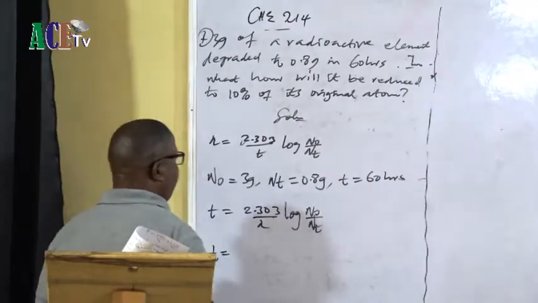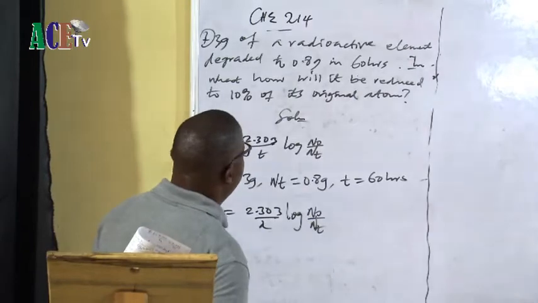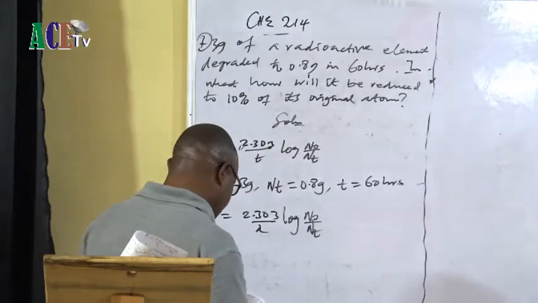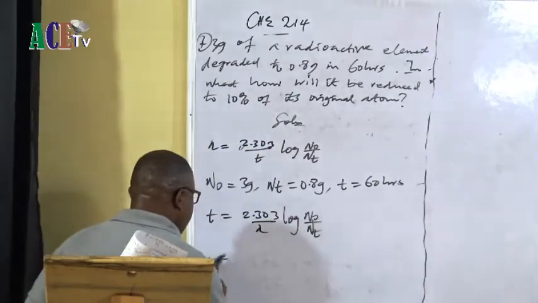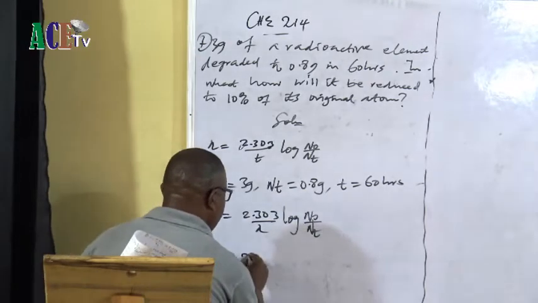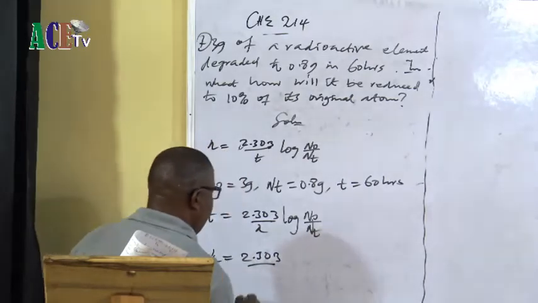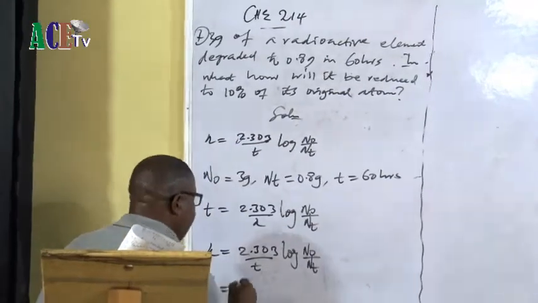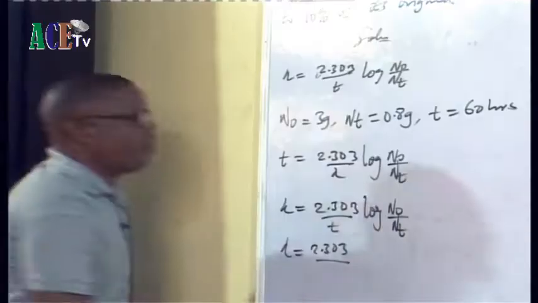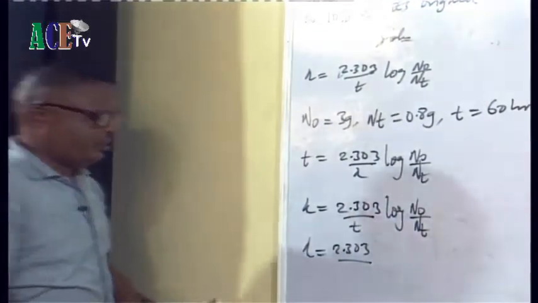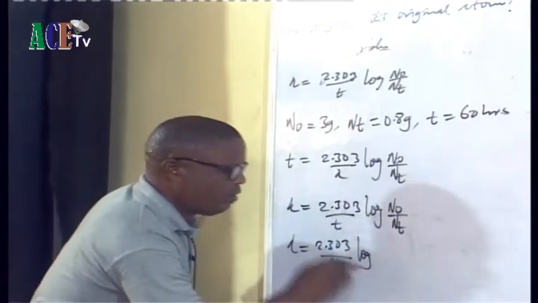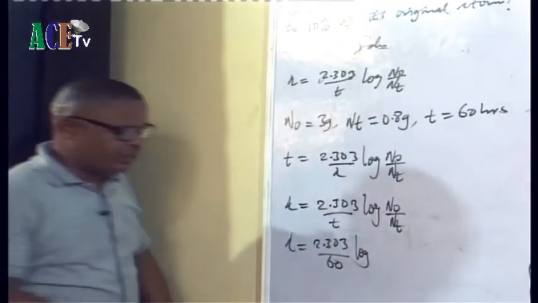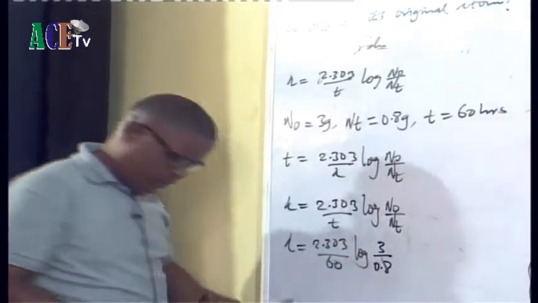But we don't know our lambda. So let's first calculate our lambda. Lambda is equal to 2.303 all over T log of N naught all over NT. T is 60 hours. So that's 60 log of, N naught is 3 grams and NT is 0.8, so that's 3 all over 0.8.